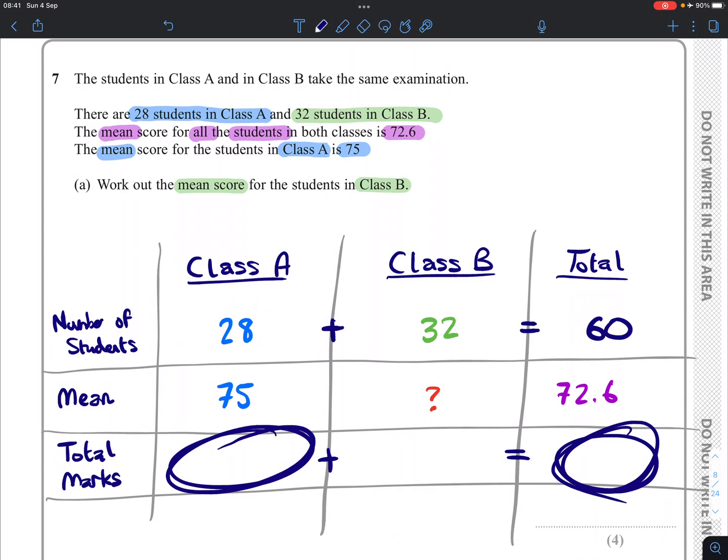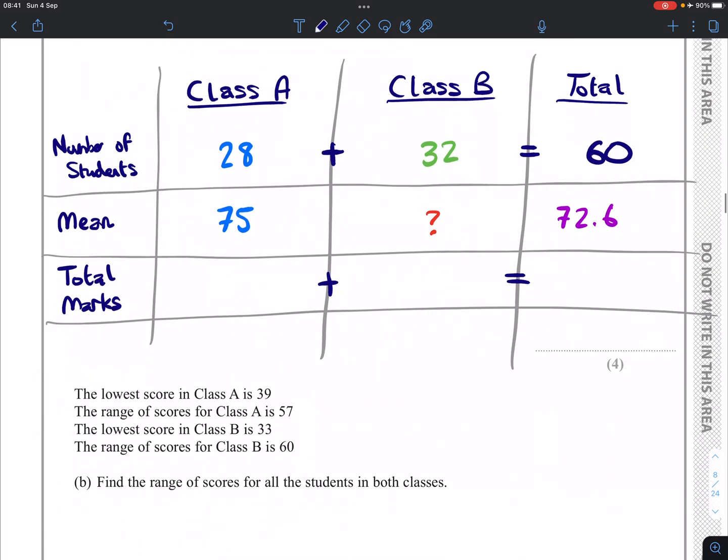So normally, you add a bunch of numbers together and divide by how many students there are to get the mean. So just to clarify this here, if we knew what this was and we divided by 28, that would equal 75.